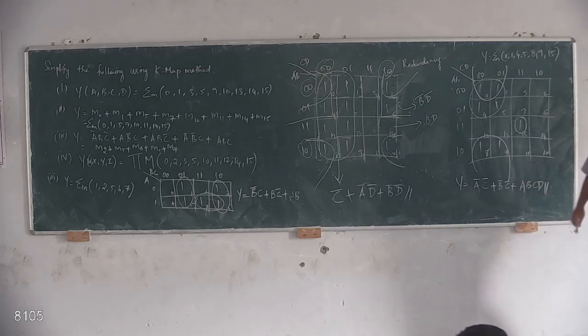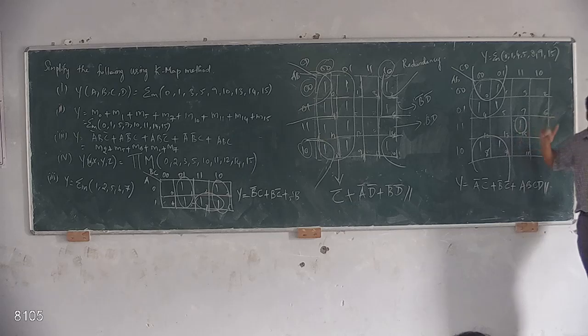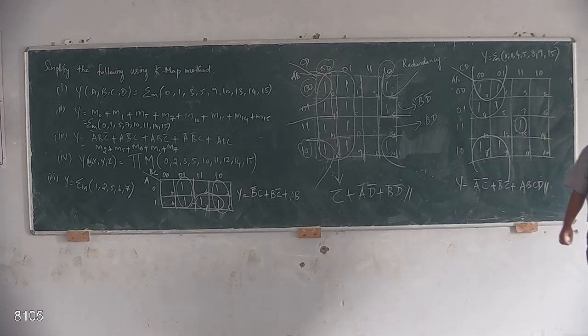Okay. So here this one is not going to make a pair or a quad or octet with any other combination of ones. It is going to be left alone. So then we will come to the fourth problem.